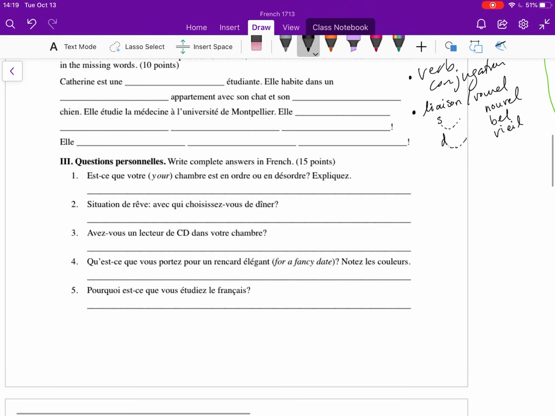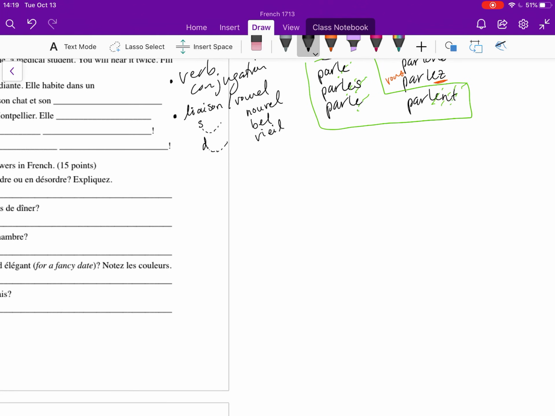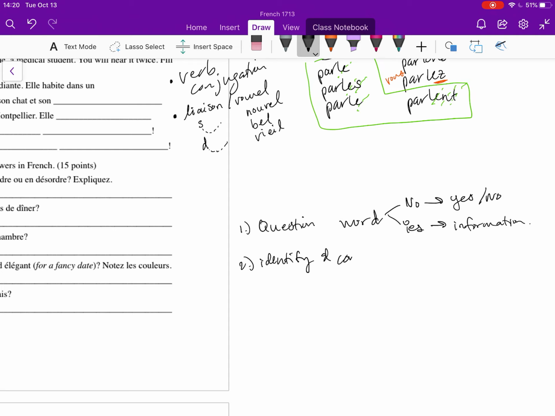Moving on to the question personnelle. Remember that in order to approach these questions, you should go through them in somewhat of an organized fashion. One is find out if there is a question word. If there is not, then you're usually answering a yes or no question, or sometimes an either-or question. If there is a question word, like who, what, where, when, how, then you're going to want to answer with information. The second line of action is to identify and also count your verbs.